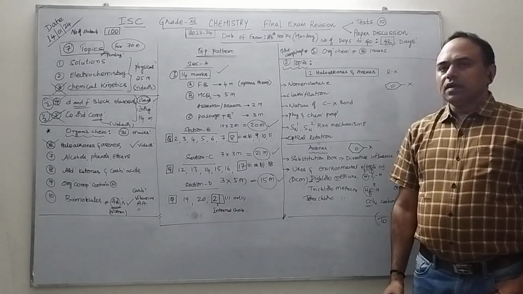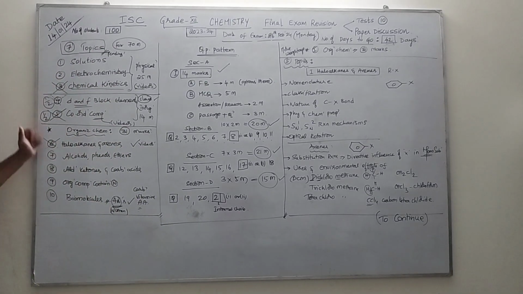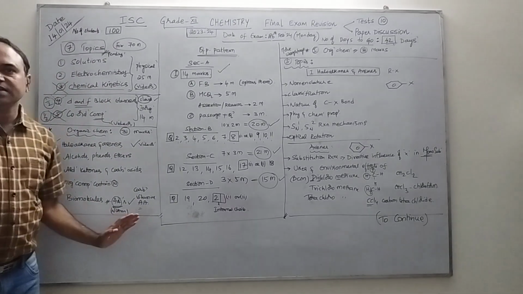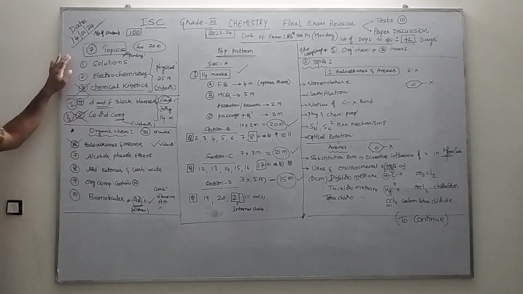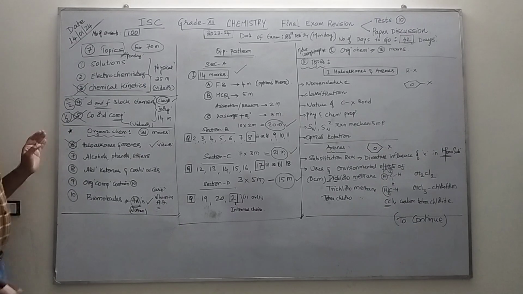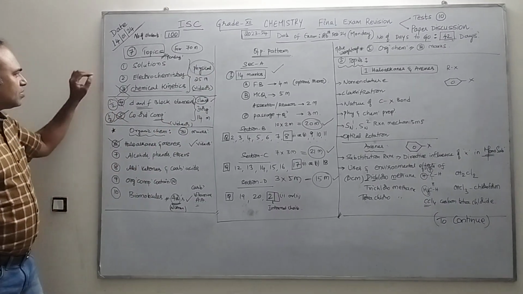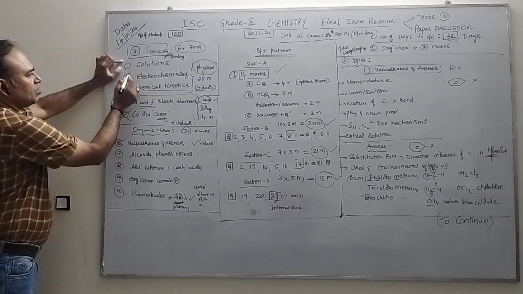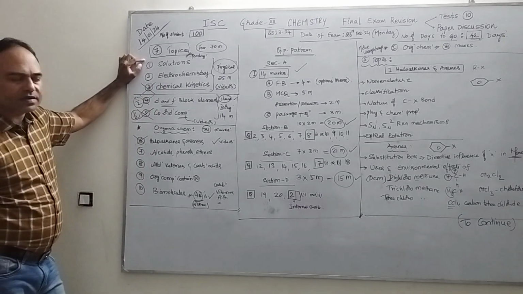Now, if you come into the syllabus of chemistry, as you know, earlier you had 14 chapters, but now the board has removed 4. So you are left with how many chapters? Only 10. In those 10, let us see the physical chemistry topics. Number 1, solutions, electrochemistry and chemical kinetics.